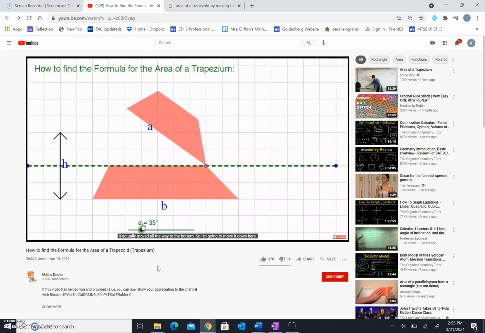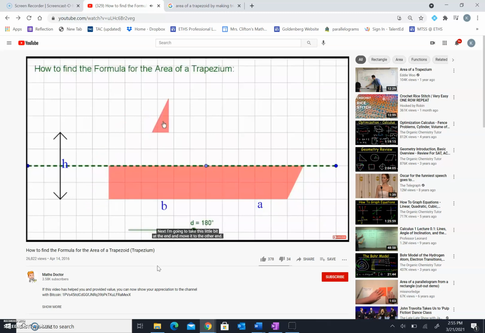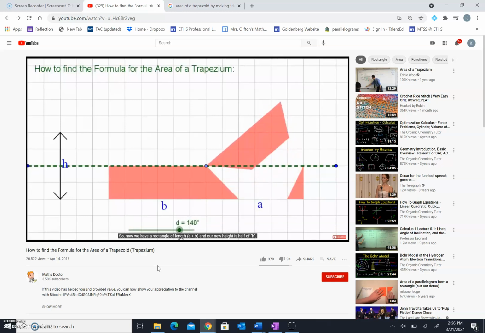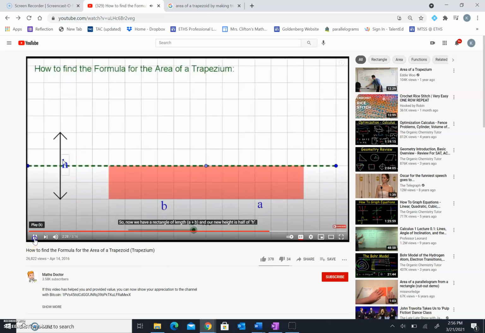Just watch where length A goes. It's going all the way to the bottom, so I'm going to move it down here. Next, I'm going to take this little bit at the end away and move it all the way to the other end, and it's going to slot perfectly in place there. So now we actually have a rectangle. We can still see where the top half of the trapezium has fallen into, but basically we have a rectangle with the length A and B, and our new height is half.